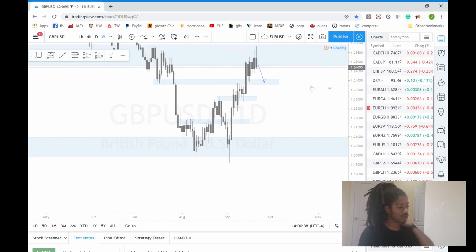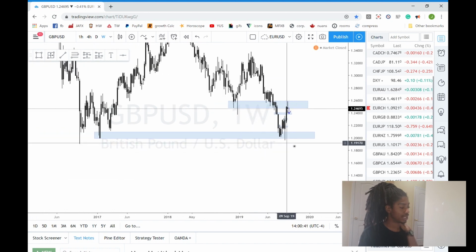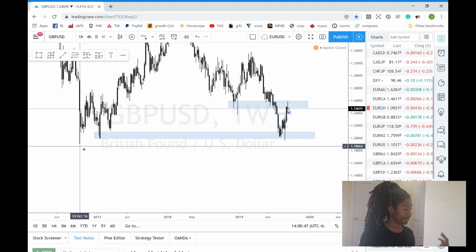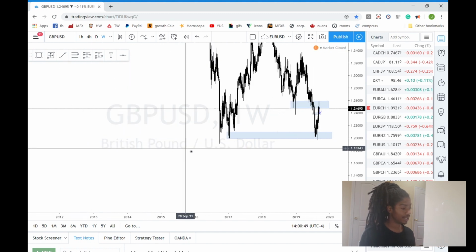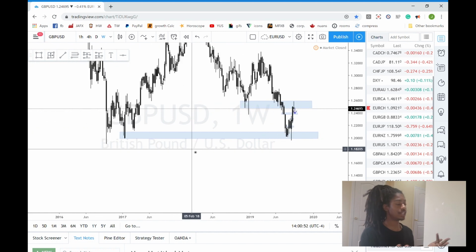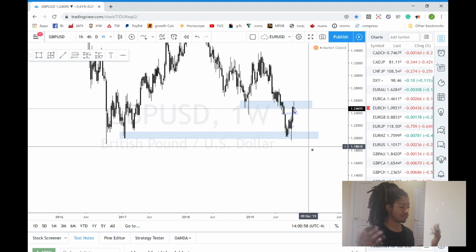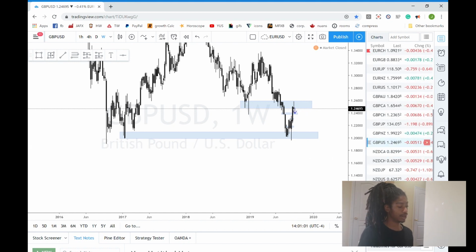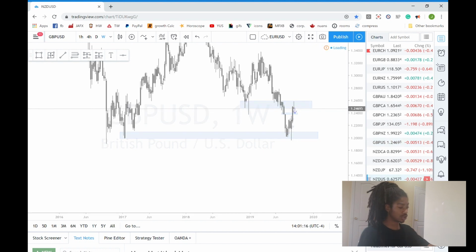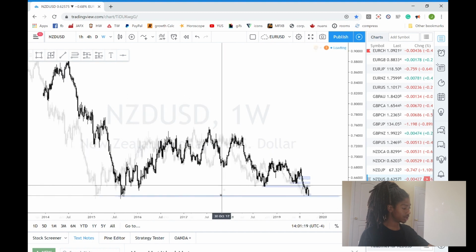If price makes new lows though, it's going to be really crazy, because price hasn't been this low in a very long time. This is like since October 2016, right? So I'm sure if price does manage to break that far down, then you're going to see on the news Brexit, whatever the case may be. I'm not really a financial news trader, but I already know if the price gets that low, there's going to be something on the news about Brexit or something bad going on in their country regardless. So let's just go to the New Zealand US dollar.